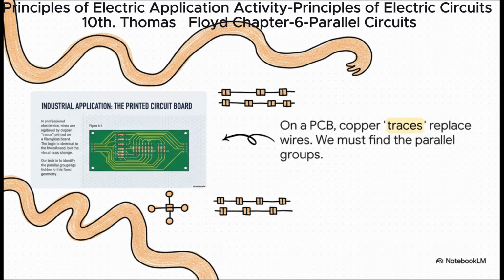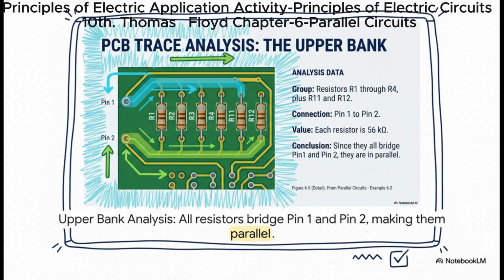So our job as a detective is to become a trace follower, hunting for those nodes and figuring out what's connected to what. Okay, let's look at this upper section of resistors first. Just follow it with your eye. See that big, wide copper trace coming off pin 1? That's our first node. Now look at the trace coming from pin 2. That's our second node. Now look at all those resistors, R1 through R4, R11, and R12. Every single one is connected between those exact same 2 traces. Case closed. That is a textbook parallel setup.